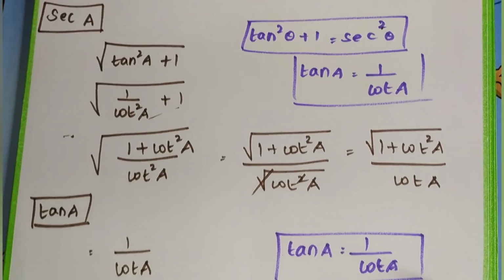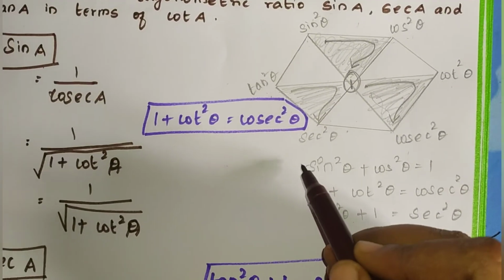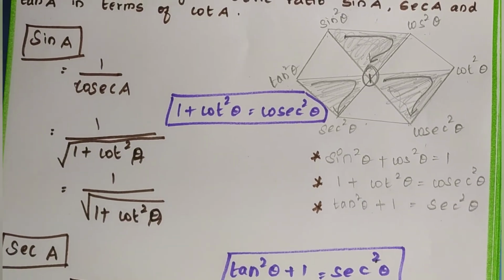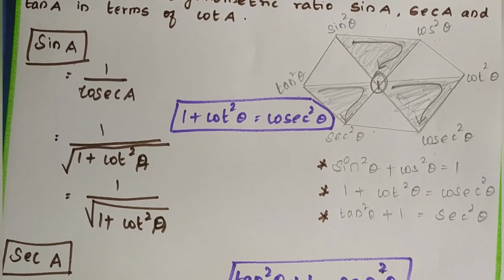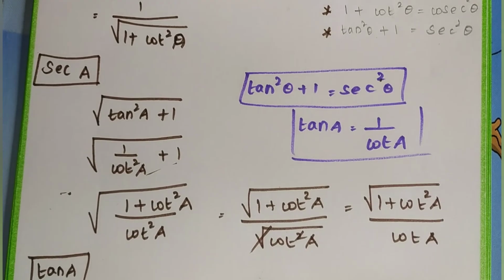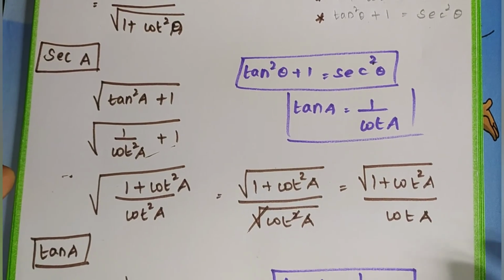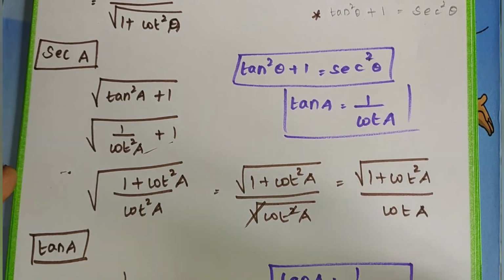Clear? By using these three identities, we expressed sin A, secant A and tan A in terms of cot. Clear all of you? Thank you children.